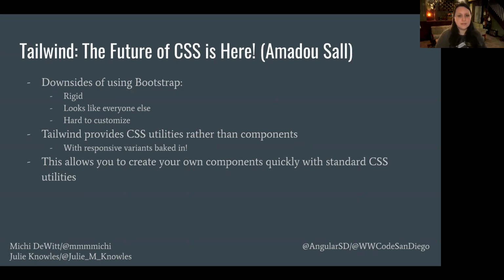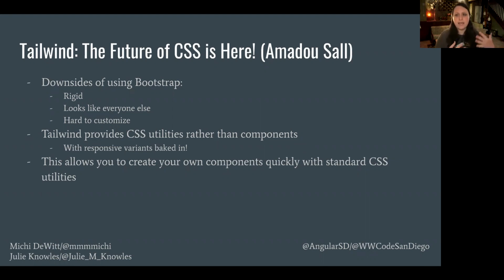So what Tailwind is, it's basically this really large set of CSS utilities that's provided to you instead of providing you pre-made components. The cool thing about the utilities is it gives you things like adding padding and margin and all those common things that you're doing in your CSS. You can just add it right in the HTML. So instead of having to go back and forth between your HTML and your CSS file, everything is very declarative in your HTML file. And there's also responsive variants baked in.